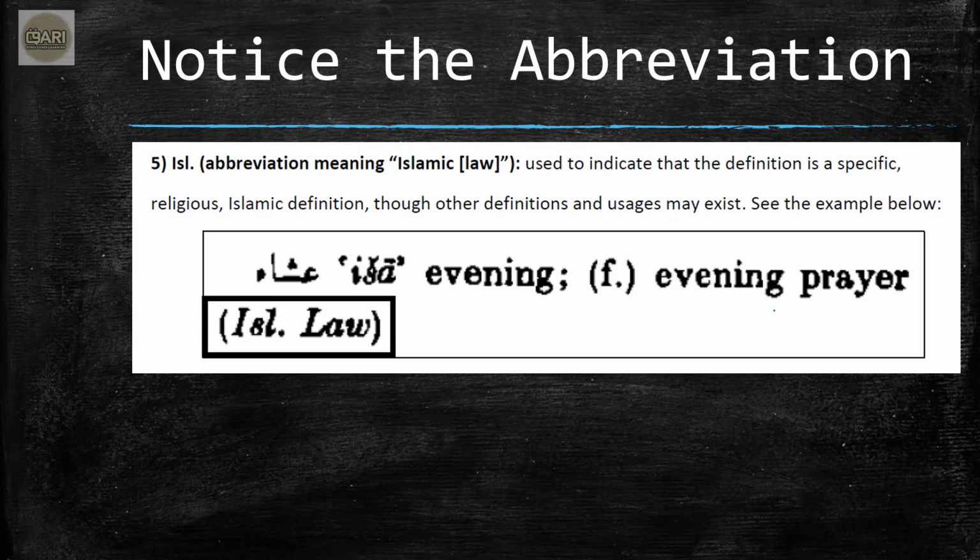Number 5, sometimes you'll see an Islamic law reference, and that's what that means here, the capital ISL, Islam, and then law. So this is an Islamic legal term, which doesn't mean it has to do with halal or haram necessarily, but it has to do with Islamic regulations. So Isha is the evening, but Isha Islamically refers to, or is the name of, the evening prayer, the final mandatory prayer of the night.